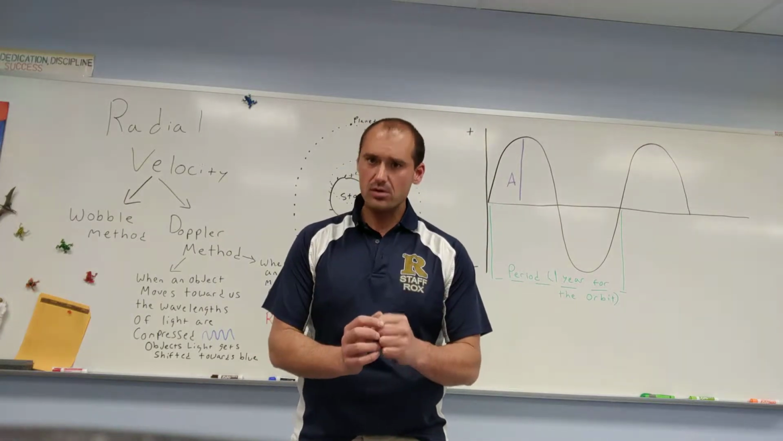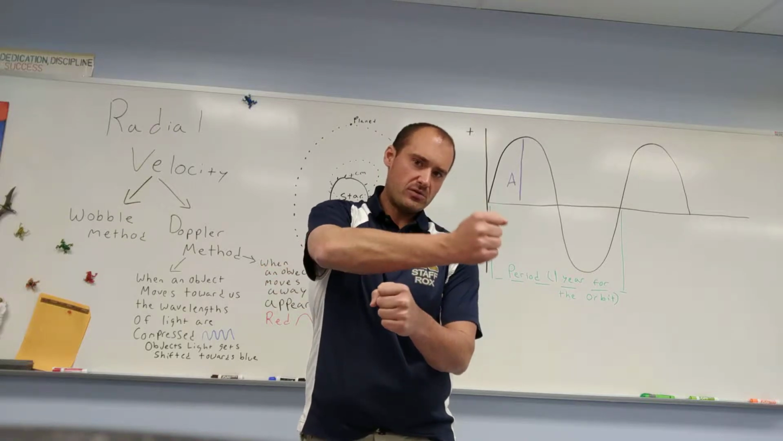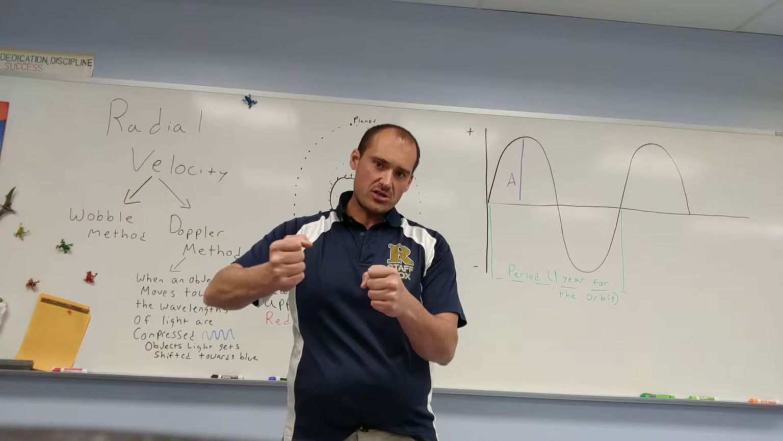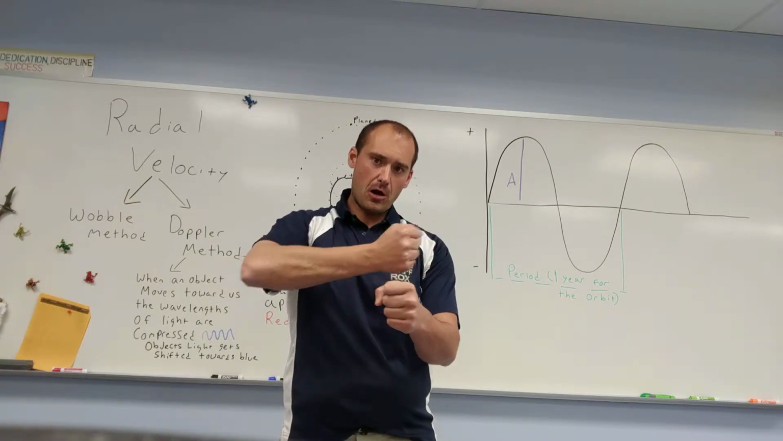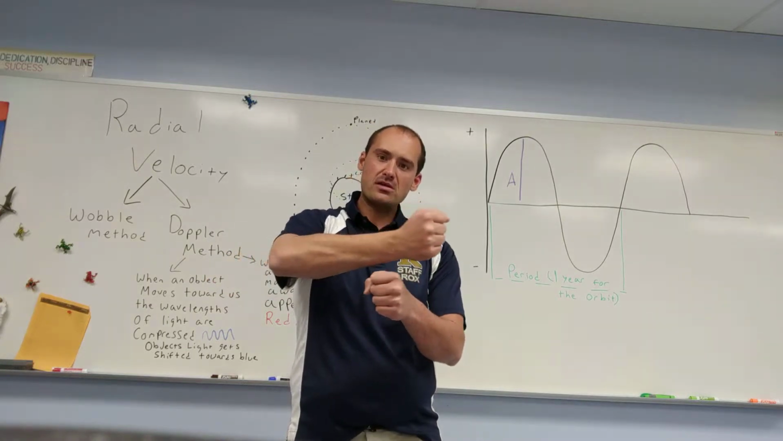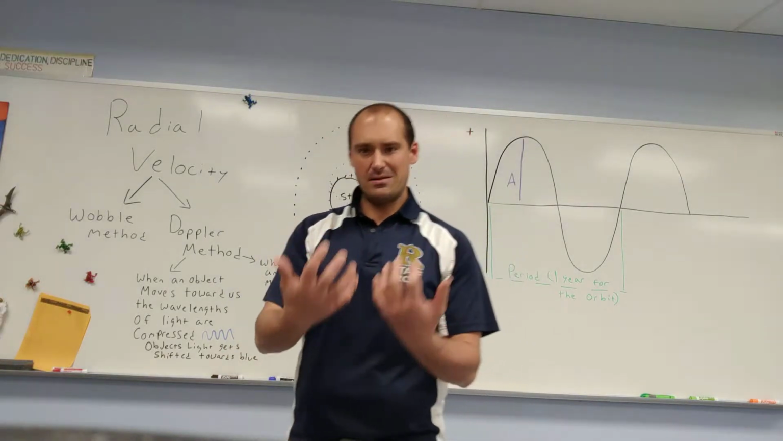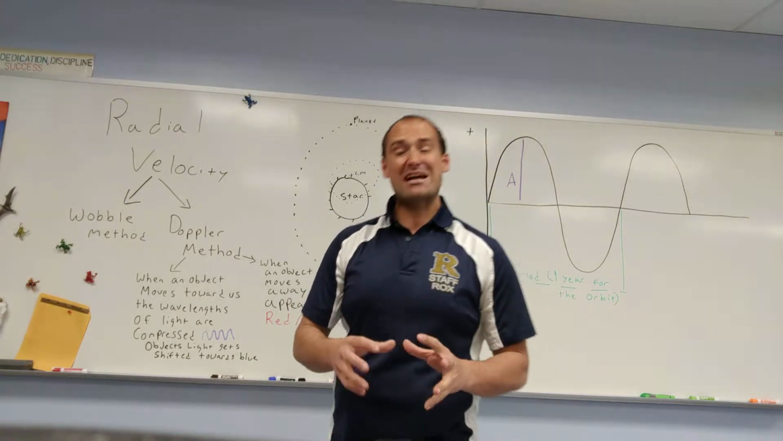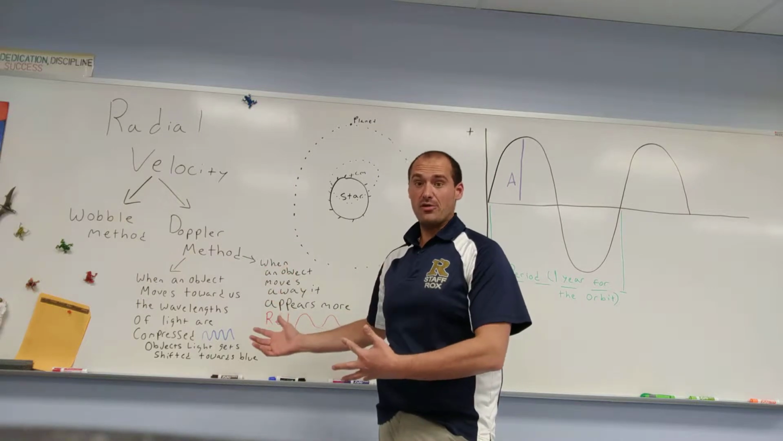If you remember, Isaac Newton said that objects don't just orbit the sun, they cause the sun to orbit as well. So these objects orbit in their common center of mass. So the star wobbles. That's why it gets the name wobble method. How do we detect that wobble? Well, we detect it with the Doppler effect. That's why it's sometimes called the Doppler method.